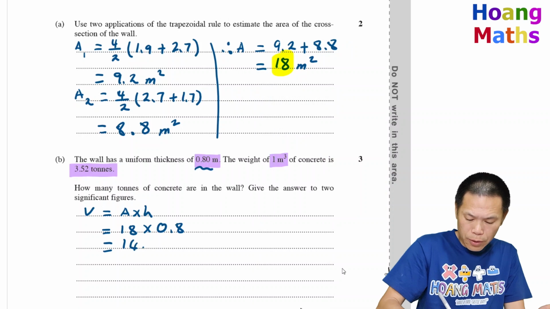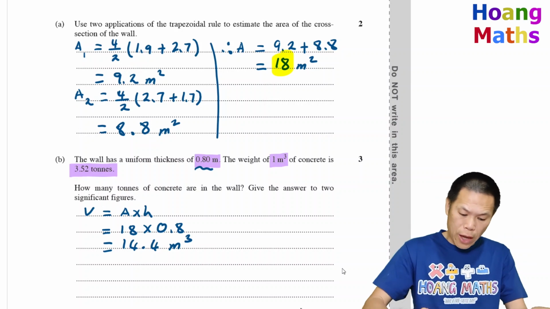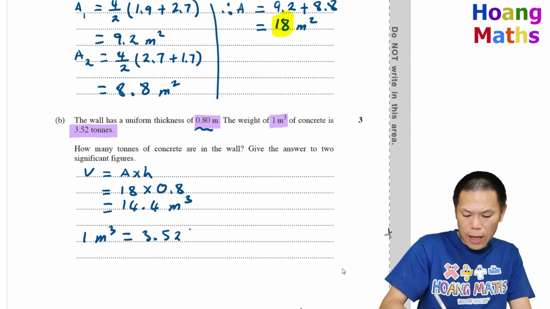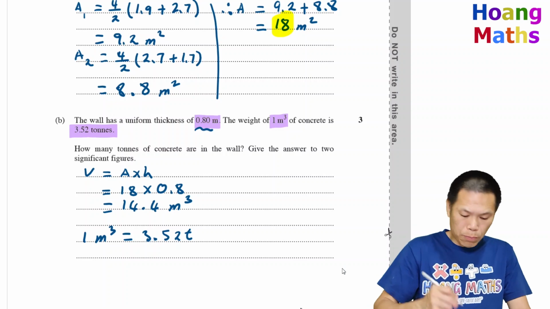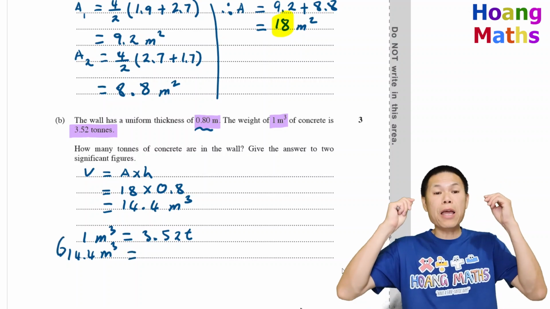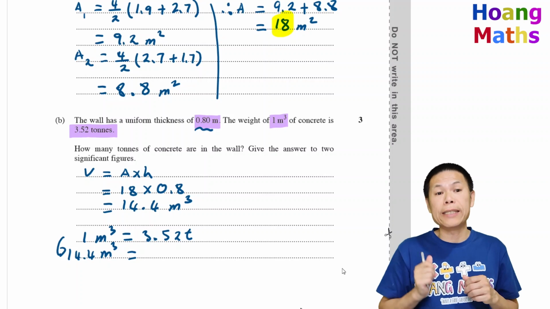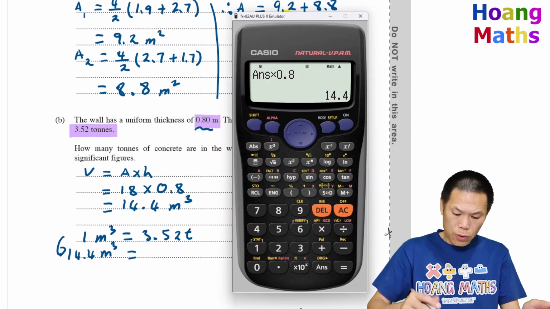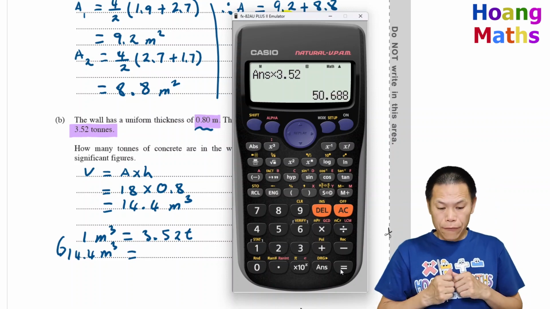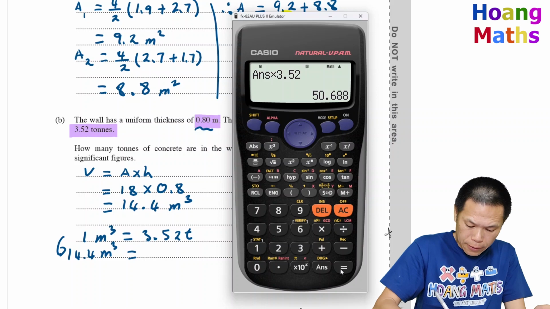14.4 cubic meters. So then we know that 1 cubic meter is equal to 3.52 tons. But we have 14.4 cubic meters, so from here to here, we times by 14.4. On the right hand side, we do the same. So I go answer times 3.52, so that is 50.688.